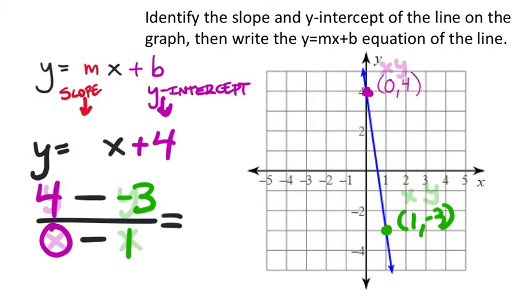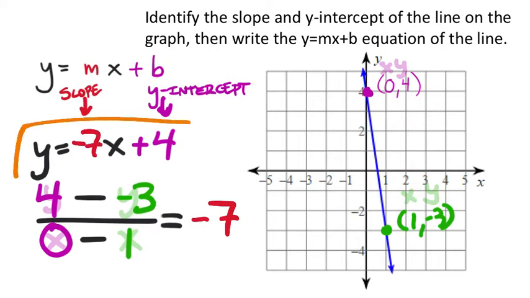So I go to my calculator, n over d, 4 minus -3, all over 0 minus 1, and this shows me -7. So that is the slope. -7, that would do. That would do for us, okay?